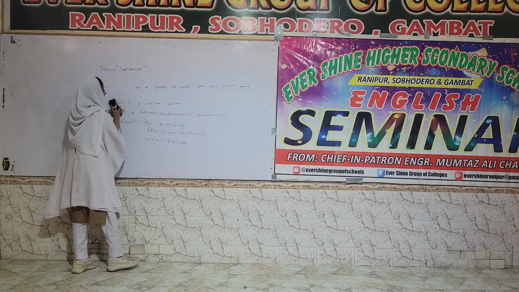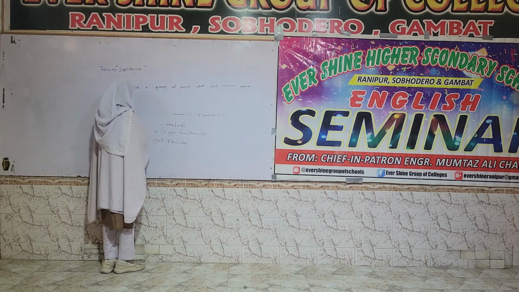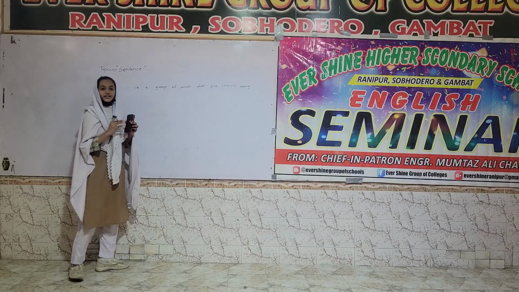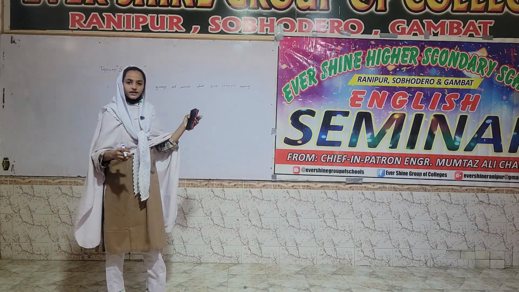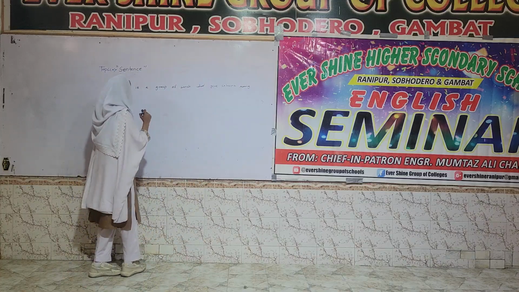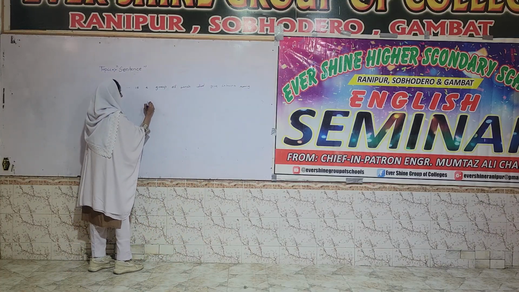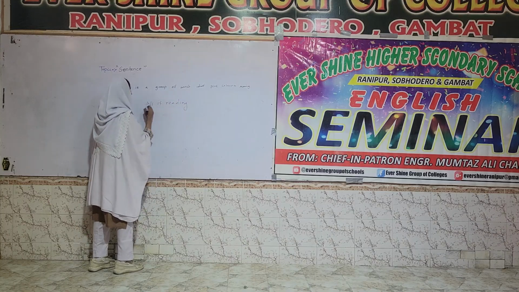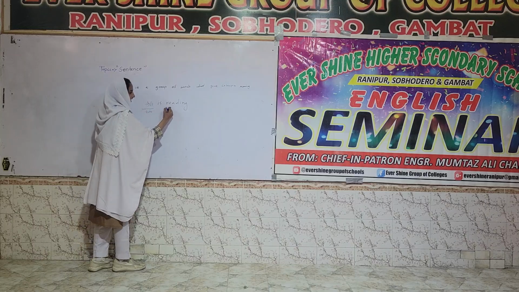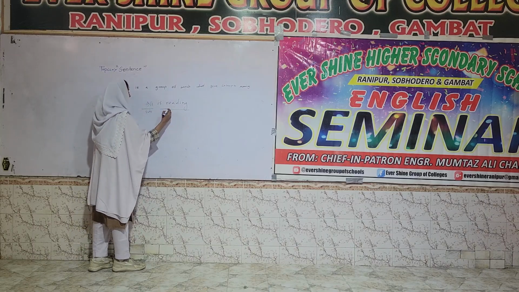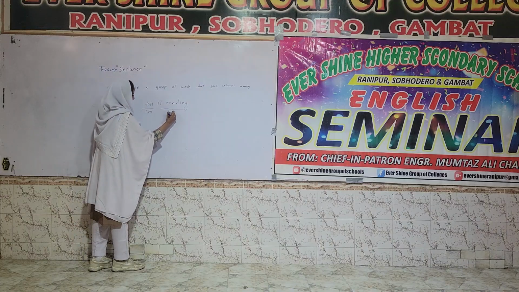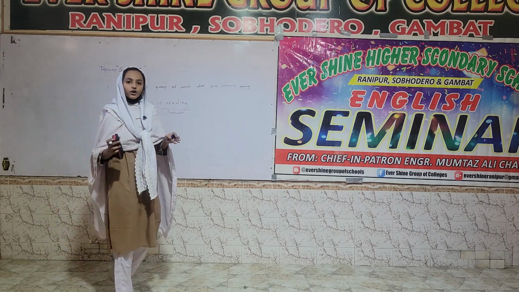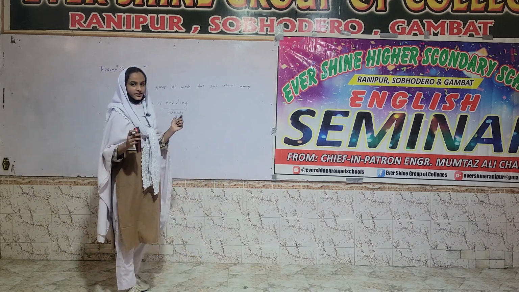First of all, what is a subject? Subject tells us what the sentence is about, and predicate tells us what happens to the subject. Example: Ali is reading. So Ali is the subject, and is reading a book is the predicate. What is a predicate? A predicate is the combination of verb and object.